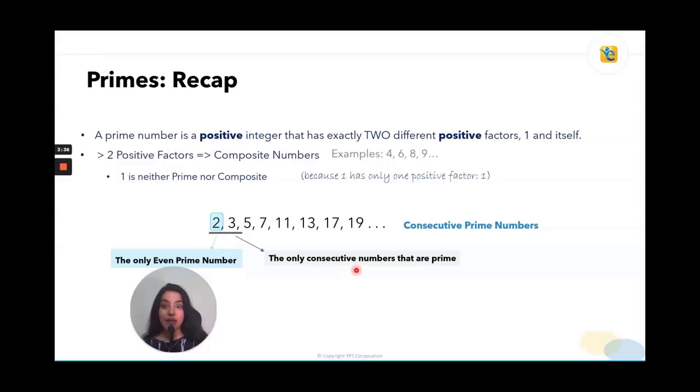Now remember, there's a difference between consecutive prime numbers and consecutive numbers that are prime. Just see the play of words here and the meaning changes. Consecutive prime numbers just means prime numbers that come one after the other. So you have 2, then 3, then 5, then 7. These are consecutive prime numbers, one after the other. While 2 and 3 are consecutive numbers that are both prime. So be careful about this.